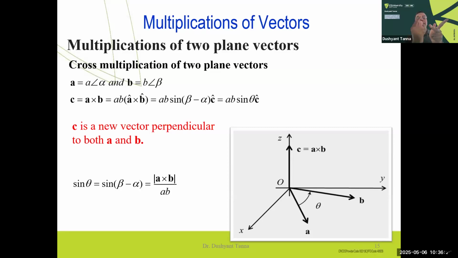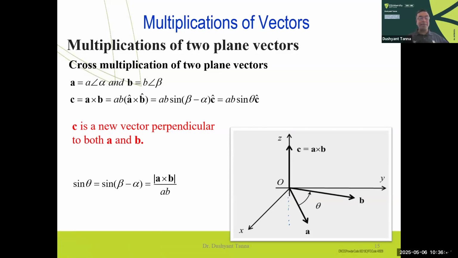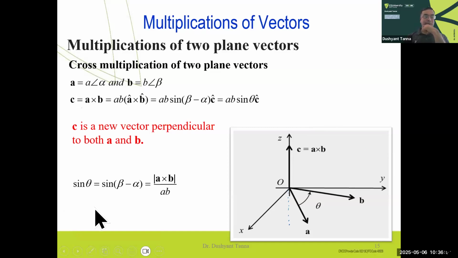Like the turning of a screw, this way or the other way, irrespective of what direction you are going. So your C can go up, it can also go down. So if you have two vectors, A cross B is a third vector which is perpendicular to both A and B, and it's going in the upward or the downward direction.